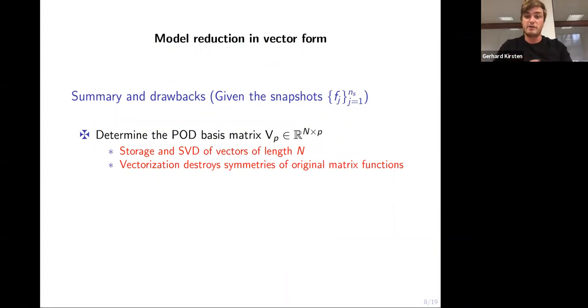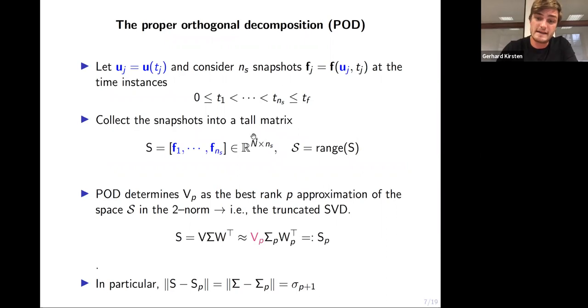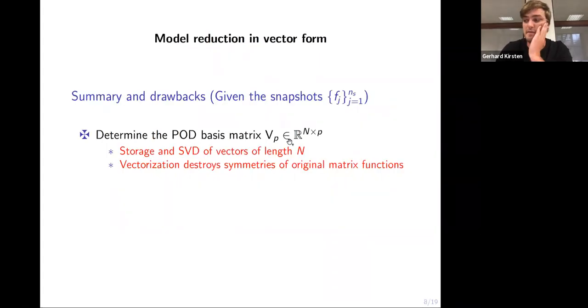So to do the model reduction in vector form, as I said, the first step now is to determine the basis matrix V_p by the proper orthogonal decomposition, given these snapshots f_j. Of course, drawback number one is that this matrix has length N, and you're storing n_s vectors of length N, and also doing an SVD of this very large matrix. So this is computationally and memory-wise very demanding. And also taking the matrix functions, vectorizing them, and taking an SVD destroys a lot of symmetries and other properties that are actually shown in the original matrix functions.